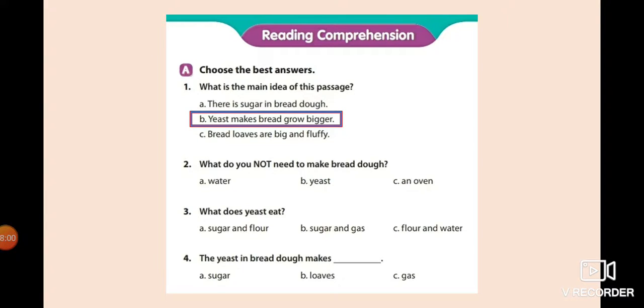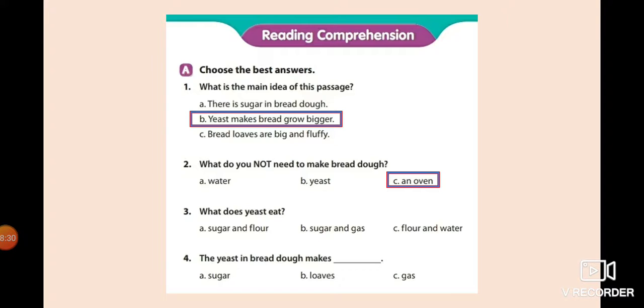Yes. Okay, what do you not need to make bread dough? Water, yeast, or an oven. In that case, an oven, exactly. Okay, you can put in a bowl water, yeast, egg, etc. But you can't put an oven in the bowl. No podemos poner un horno en el bowl. Okay, so this one is not good.